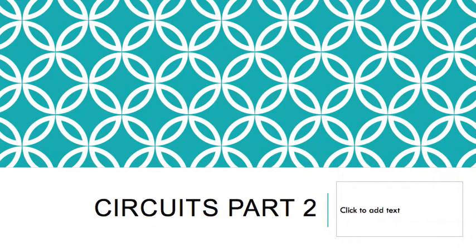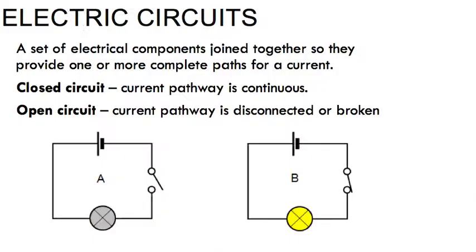In this video, we're going to go over the second part of the circuit notes. Electric circuits are a set of electrical components joined together so they provide one or more complete paths for a current to flow through. Some basics with them is that we have an open or closed circuit.